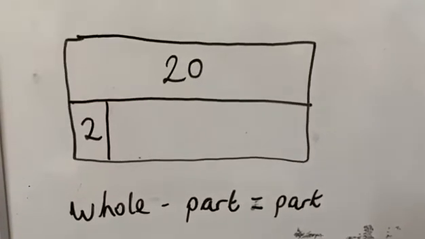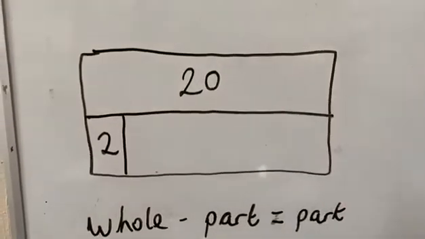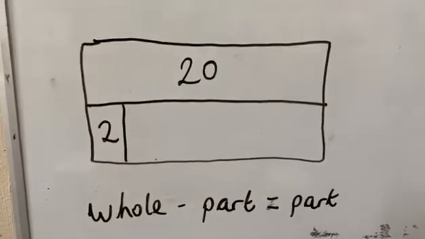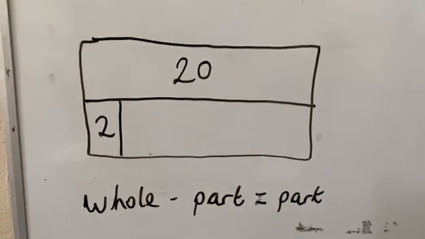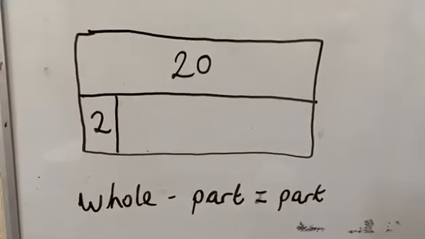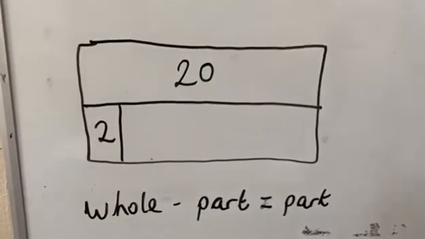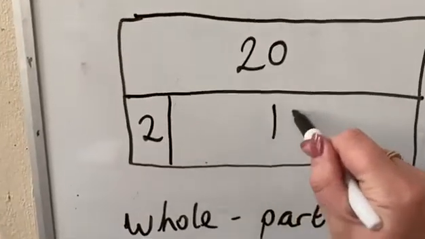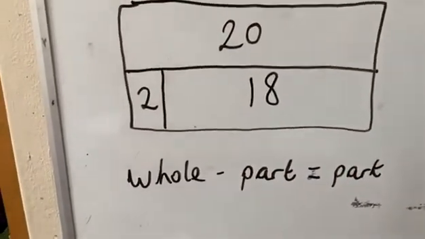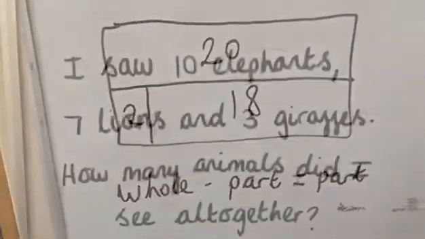Sometimes we might see bar models represented like this, where I can see my whole, again it's 20, and I can see one part, now that's 2, but I need to figure out the remaining part. What I can do here is think of the whole, take away the part. So 20, take away 2, and that equals 18. And you can see that it's also proportionate to the size of the number.